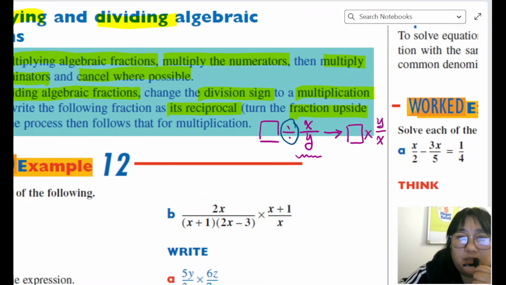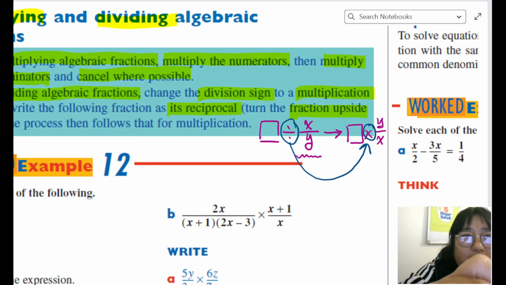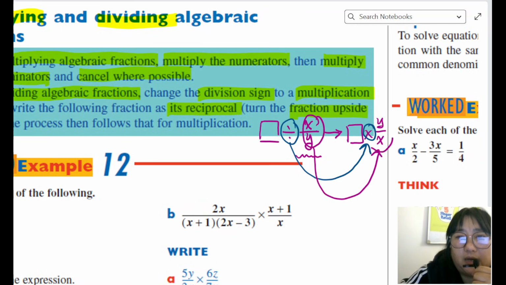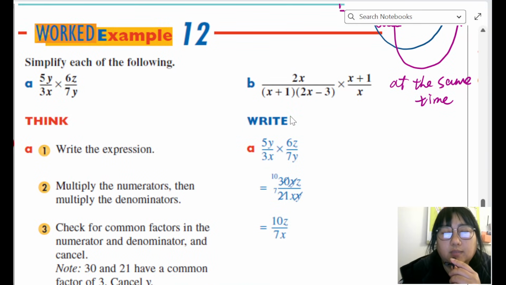When you change your division symbol to a multiplication symbol, at the same time you have to change x over y to y over x. They have to change at the same time. You always have to keep this in your mind. Okay, now we have a look at example 12.